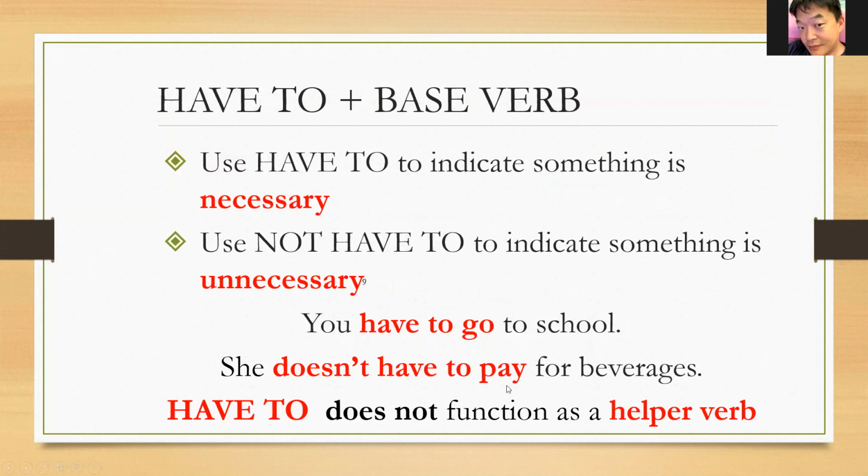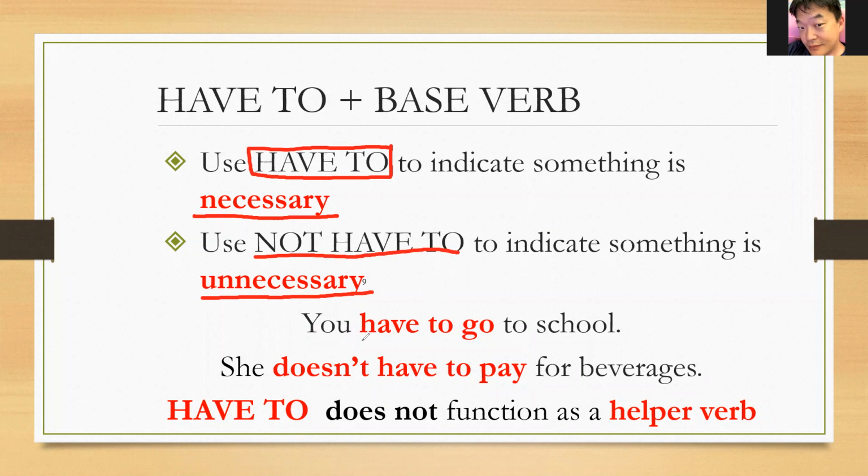Have to, you're going to use when you want to express the idea that something is necessary, okay? So when something is necessary, you're going to use have to. You're going to use the negative form of have to when something is not necessary or unnecessary. Then you use the negative form, not have to.